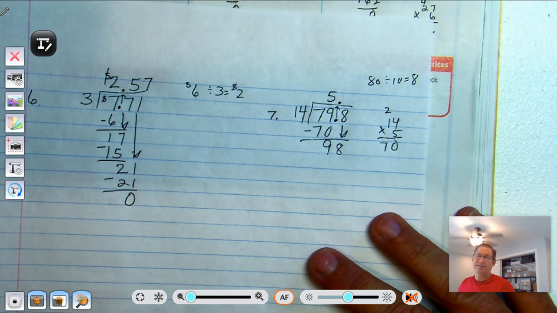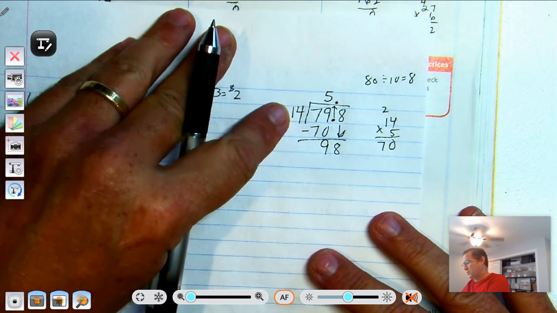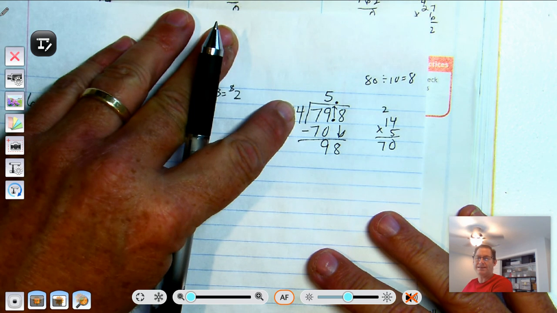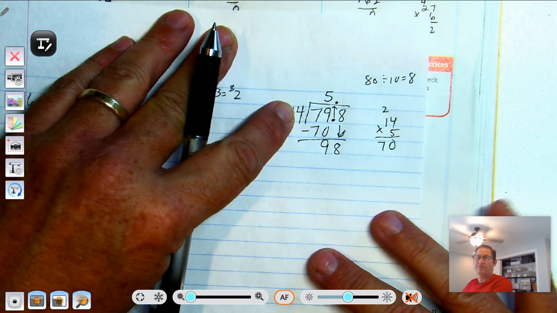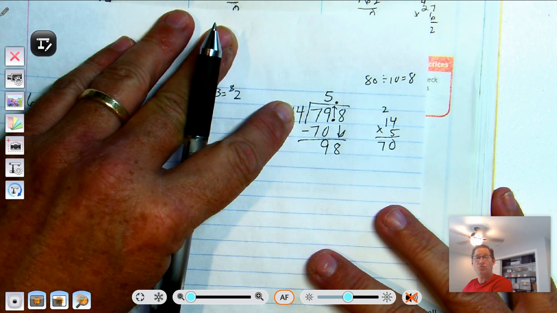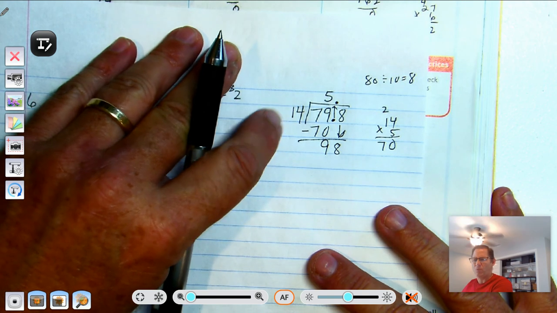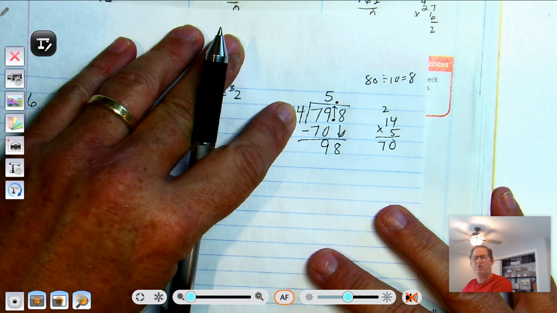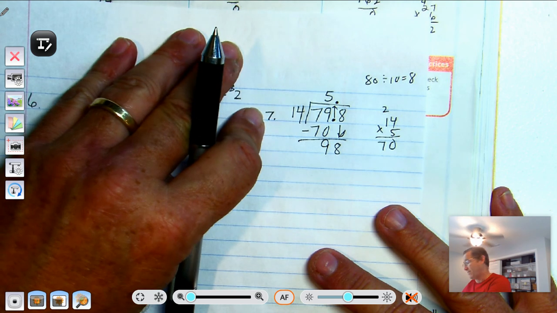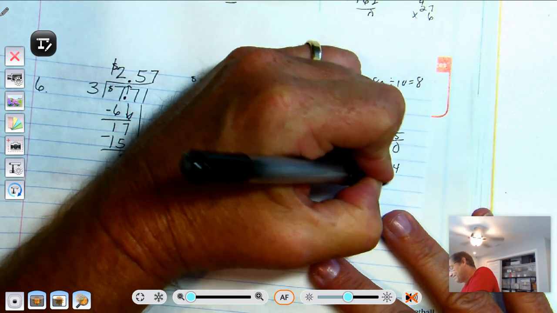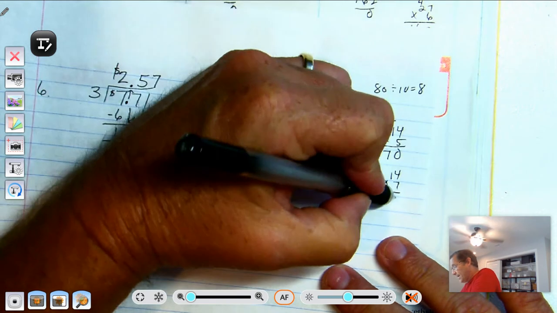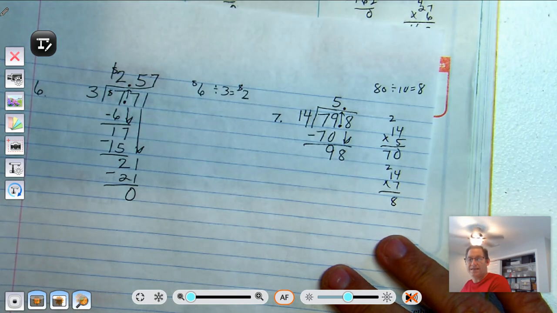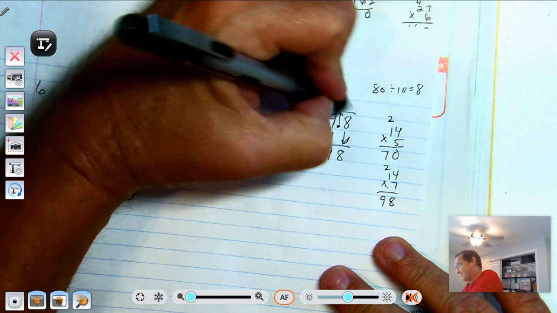98 divided by 14. Let's just look at the 4. 4 times what ends in an 8? 4, 8, 12... Oh, 12, that's going to be way too far away, right? Okay, let's keep going. 4, 8, 12, 16, 20, 24, 28. 7. Oh, 7 might work. 7 times 4 is 28. 7 times 1 is 7, plus 2 more, 98.